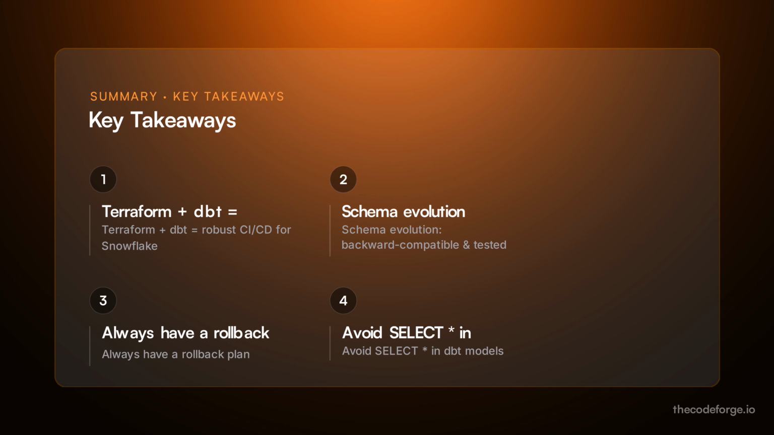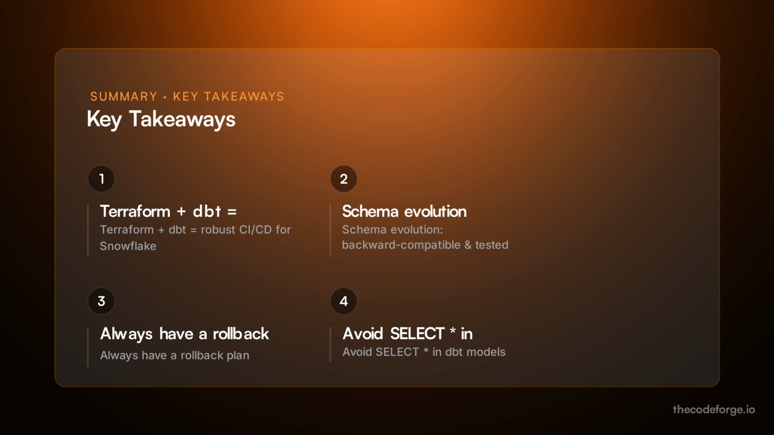Let's recap. Terraform and dbt give you engineering-grade CI/CD. Treat your schema evolution with care, test aggressively, and ban select * from your production models forever.